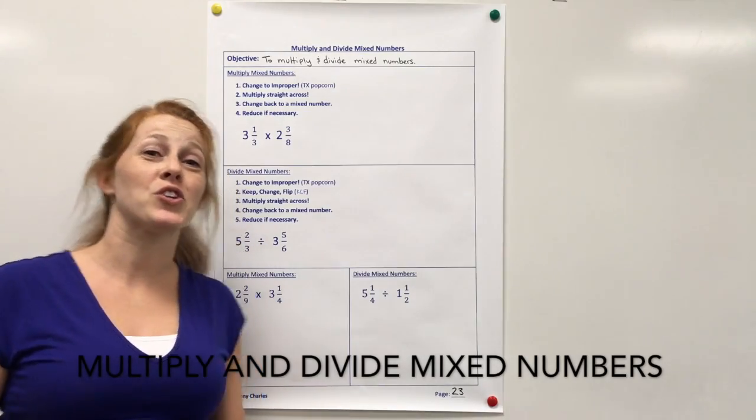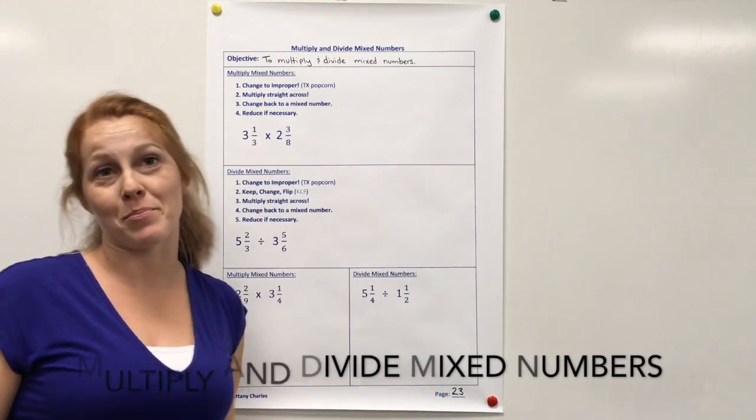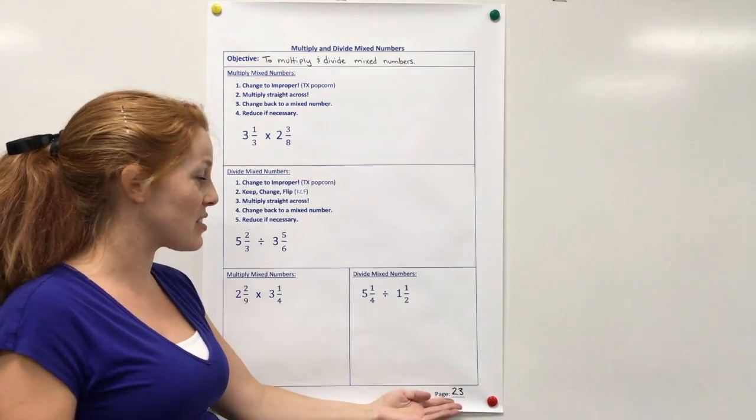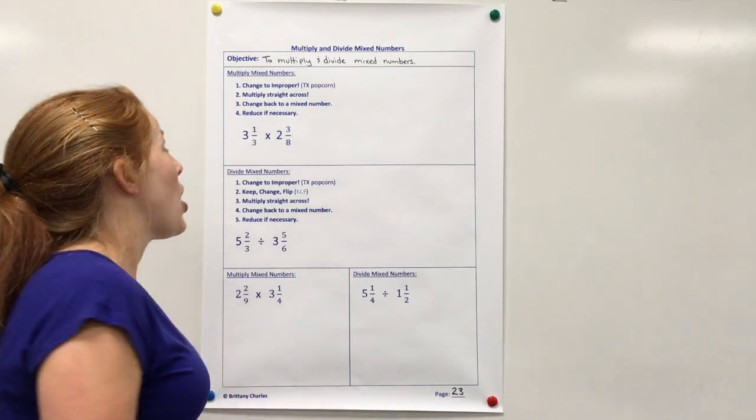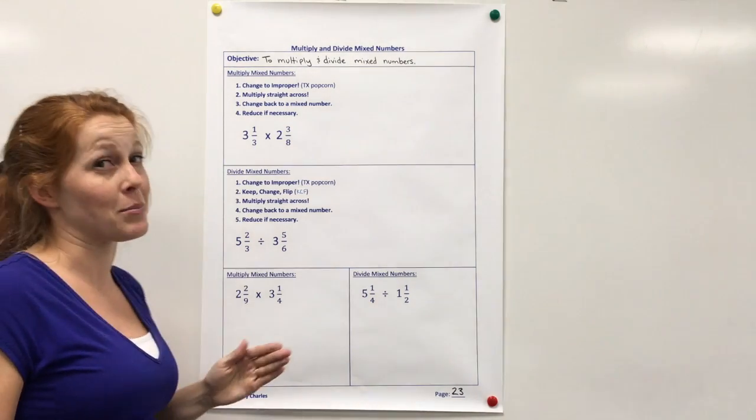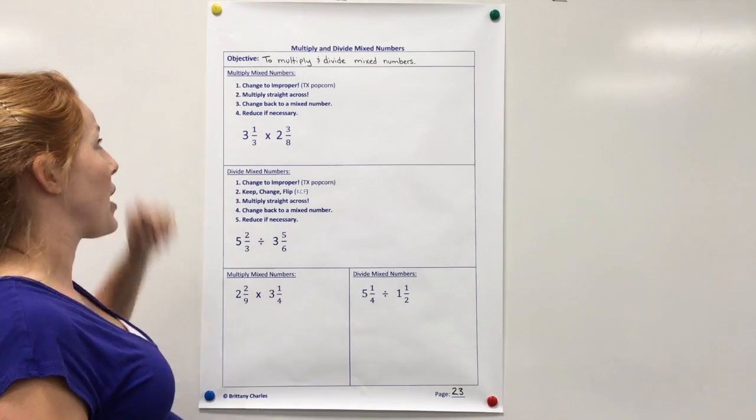All right, today we're going to learn about multiplying and dividing mixed numbers. So your objective is to multiply and divide mixed numbers, and this is page 23. All right, well, I've written out the steps for you for each one, and they're very similar. So let's start with multiplying.